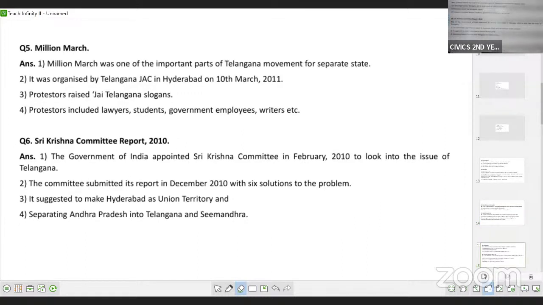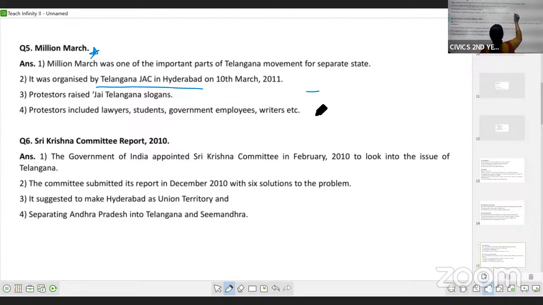Next is Million March, another repeated question. Million March was one of the important protest movements organized during our separate Telangana movement. It is a part of the Telangana movement. It was organized by Telangana JAC in Hyderabad. This protest movement was organized by Telangana JAC.